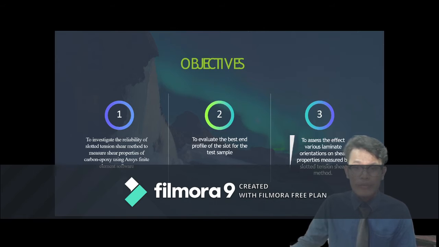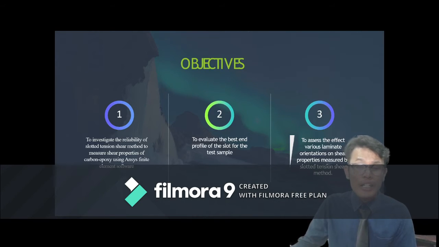For the objective, what do I need to achieve in this project? First, to investigate the reliability of the slotted tension shear method to measure shear properties of carbon epoxy using ANSYS finite element software. As we know, with the technology right now, we can simulate the testing without doing it in the lab. This can help researchers cut the cost and be more time efficient.